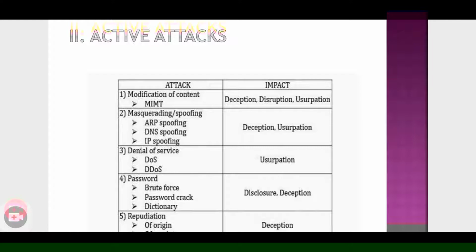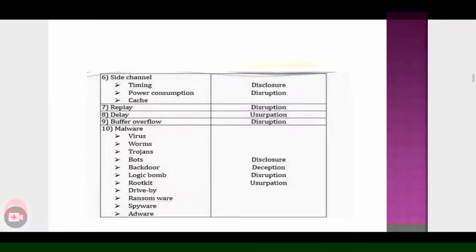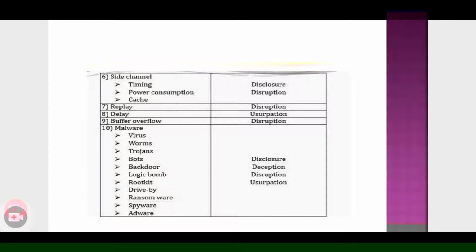There will be denial of service, and distributed denial of service, that is DDoS. The password attacks are brute force attack, password crack and dictionary attack. Repudiation of origin and repudiation of receipt is also an active attack. Another one is side channel attack, which contains timing attack, power consumption attack and cache attack. Then replaying, delaying and buffer overflow.